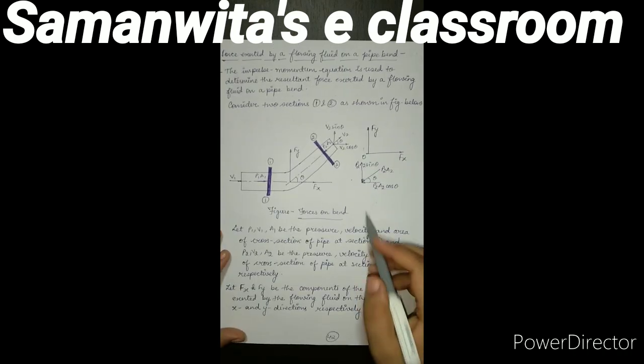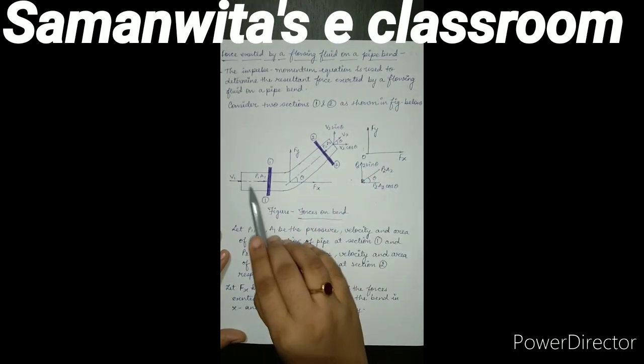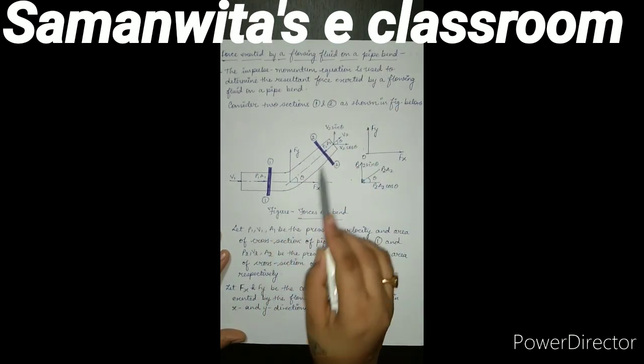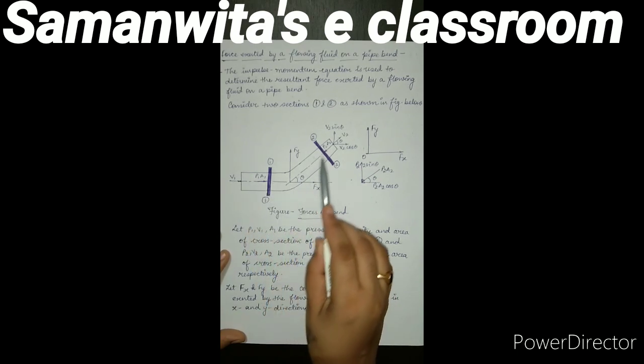So this equation is called the impulse momentum equation. Now let's start with forces exerted by a flowing fluid on a pipe bend. Now I have a pipe over here which is bent at an angle theta. Fluid is flowing in this direction, this way and then out.